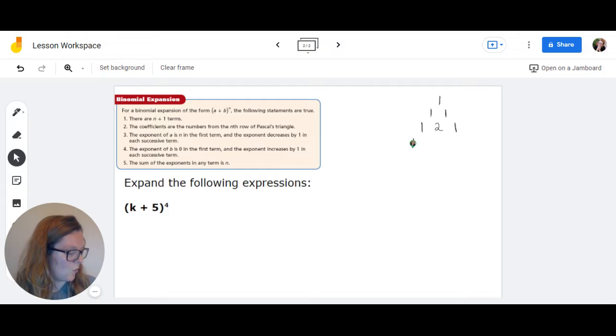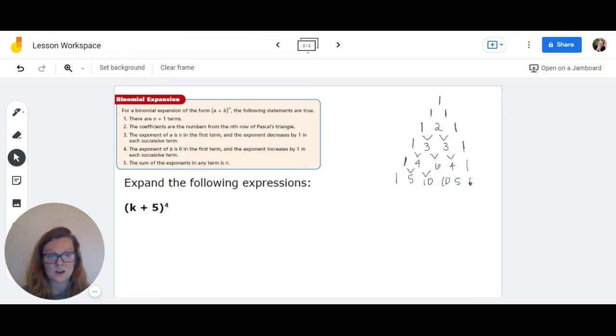Again, I am adding 1 plus 2 to give me 3, 2 plus 1 to give me 3, 1 on the outside. Do the same thing, 1 on the outside. 1 plus 3 gives me 4, 3 and 3 is 6, 4 and 1, and let's do one more. So I have 1, 1 plus 4 is 5, 4 plus 6 is 10, another 10, 5, and 1. So there's your Pascal's triangle.